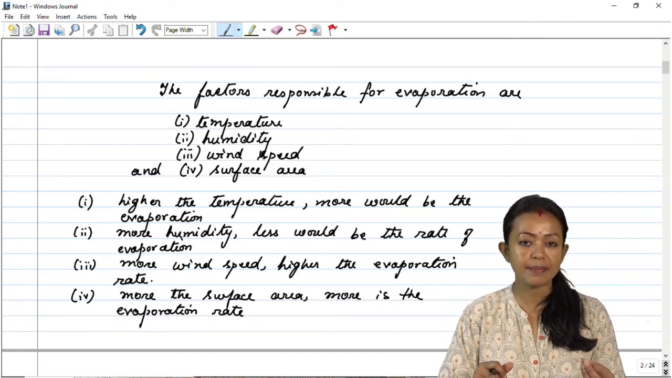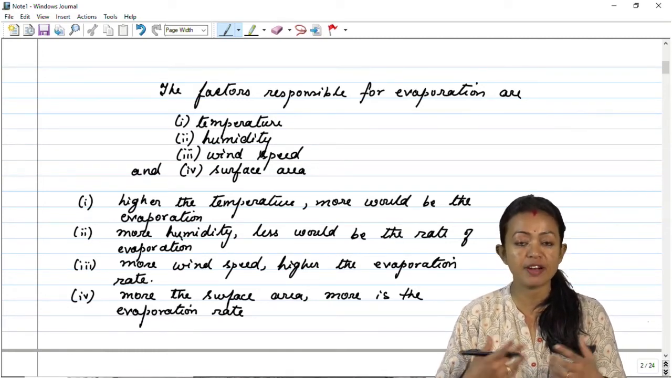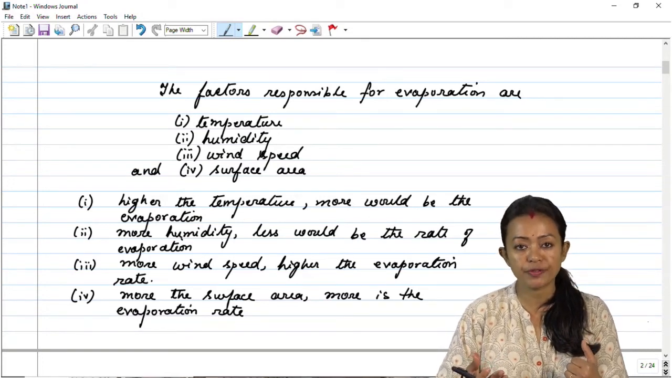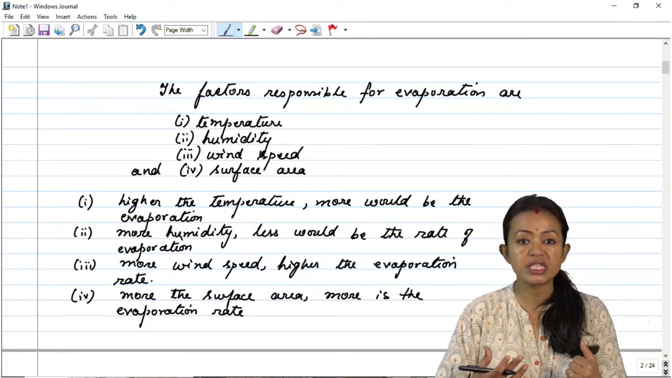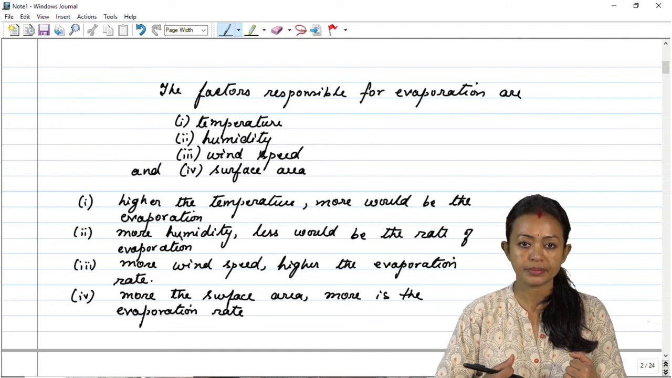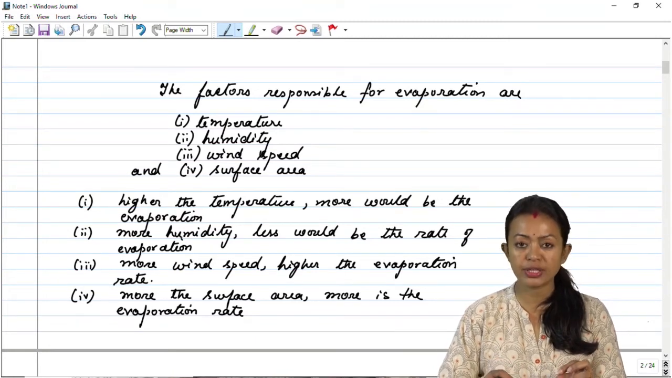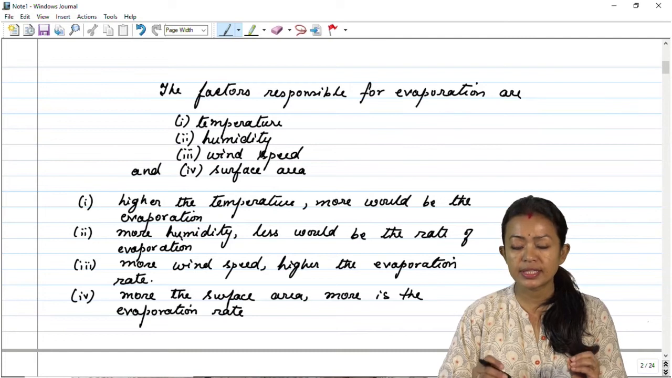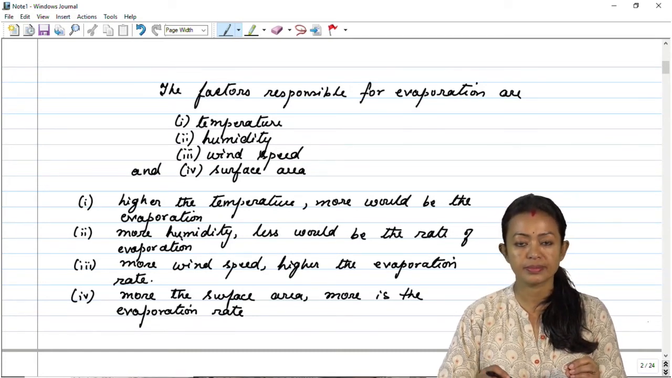You can also take the example of, suppose your mother had mopped the floor. During the winters, what would she do to facilitate faster drying? She would switch on the fan. So what is she trying to do? She is trying to take the help of wind speed. The more the wind speed, the more would be the rate of evaporation. Clear? So these are some examples that you can identify from in and around you and can actually see how the different factors influence the rate of evaporation.